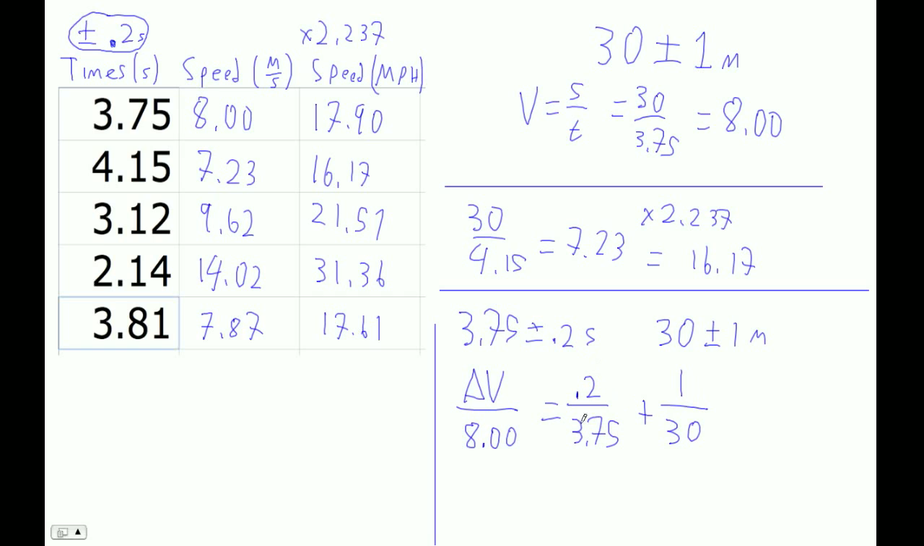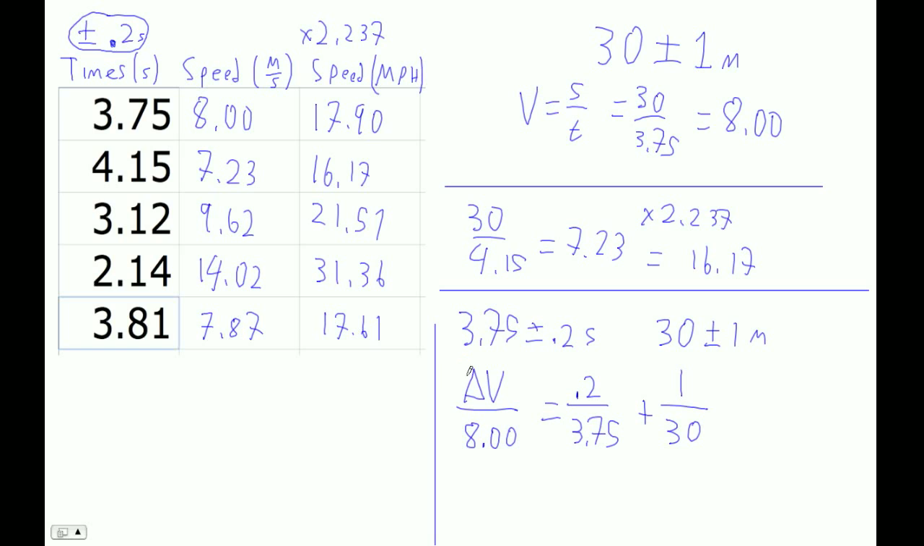So what we've done is set up an expression that says the fractional uncertainty of a quotient is equal to the sum of the fractional uncertainties of the operands, of the things that we divided. This is the fractional uncertainty of time, 0.2 seconds out of 3.75 seconds. The fractional uncertainty of displacement is 1/30th, 1 part in 30. The rule is that the uncertainty in the product or quotient is in the same proportion as the sum of these.